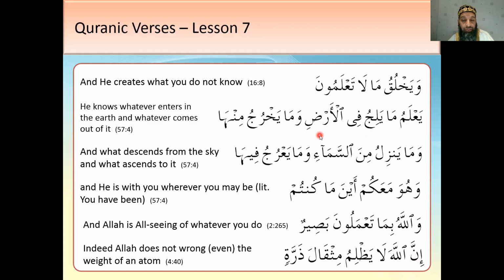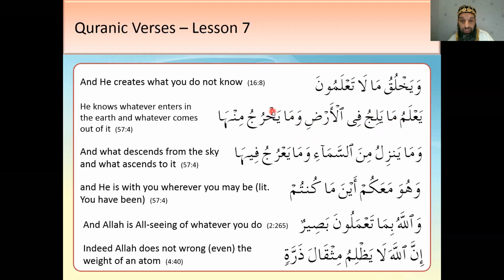Majroor, because of kasra. Yeah, okay, because of kasra. But what's making it? Yes, okay. So yeah, it's majroor because of the kasra. But I mean, why is it a kasra? Because fi is a majroorifying word. So it makes the next noun majroor. So ya'lamu, he knows what enters in the earth.